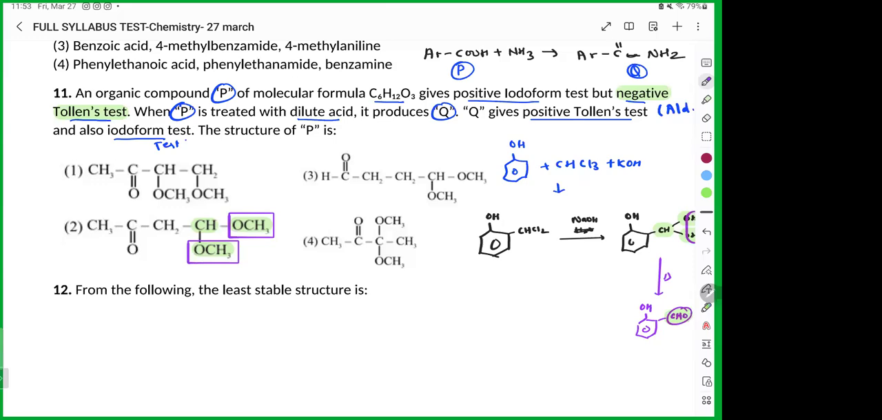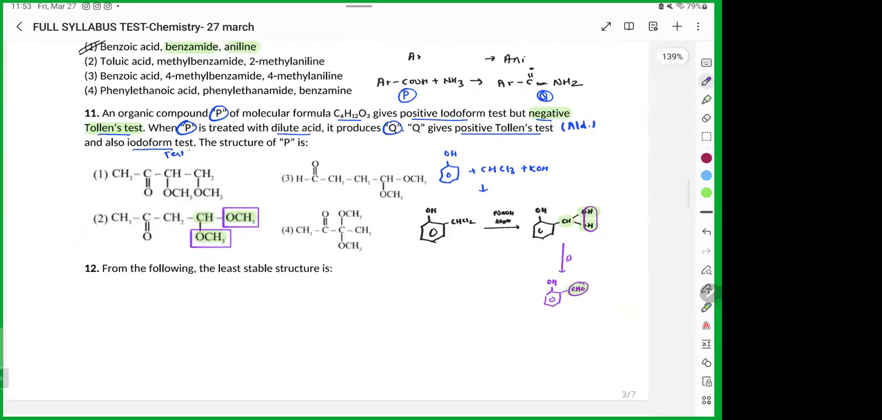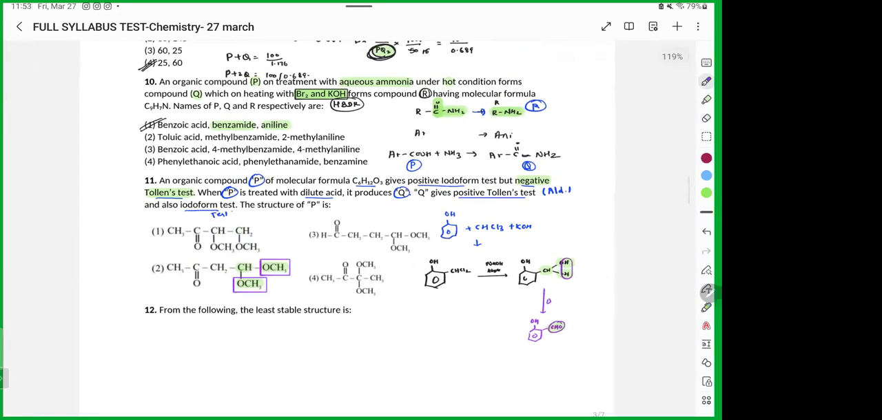Was it really difficult, guys? First, you understood that the third option cannot be possible. Second, you need to check what should be the position of OCH3. Consider it as OH and then correlate. You will find it easy.